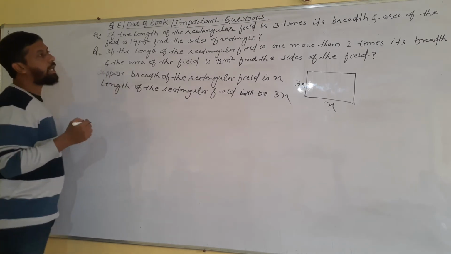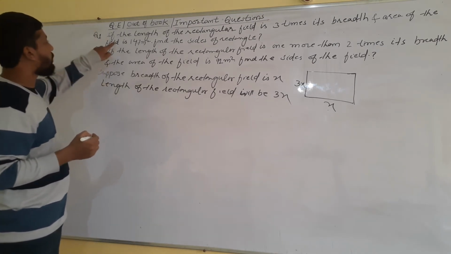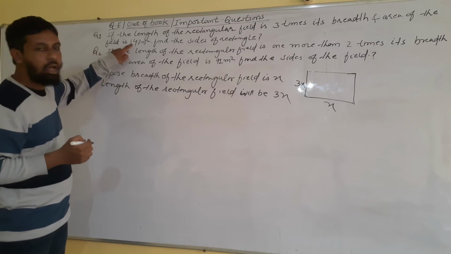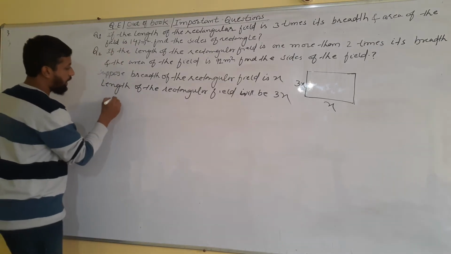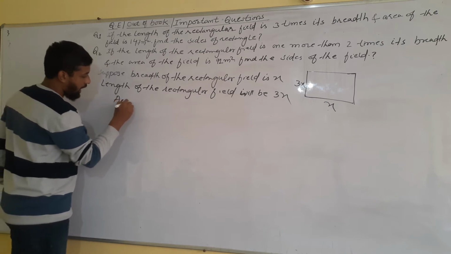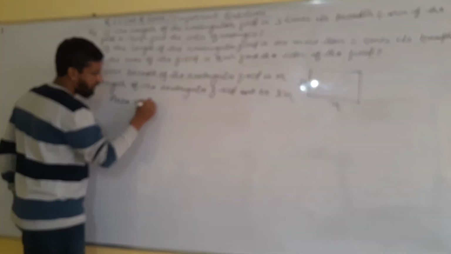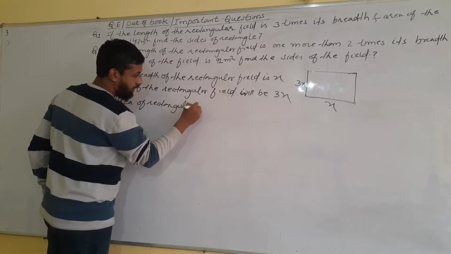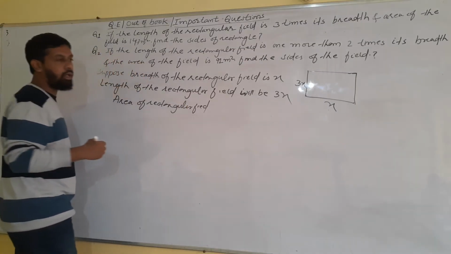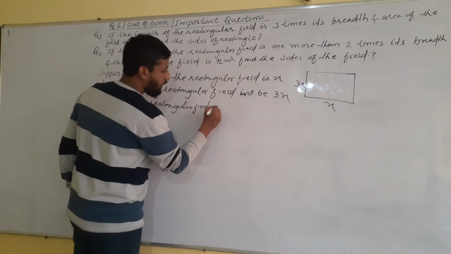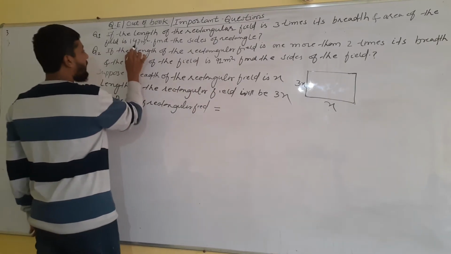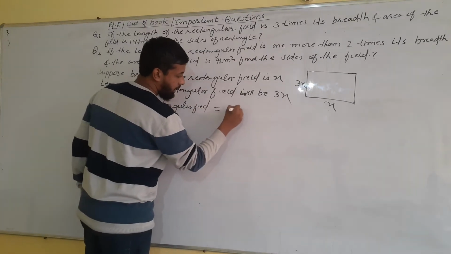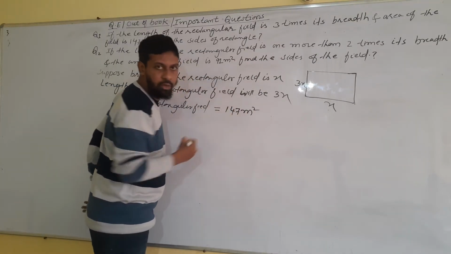And the area of the rectangle is given in the question. Area of the rectangular field is 147 meter square. We will write it down. Area of the rectangular field is equal to 147 meter square, as given in the question.